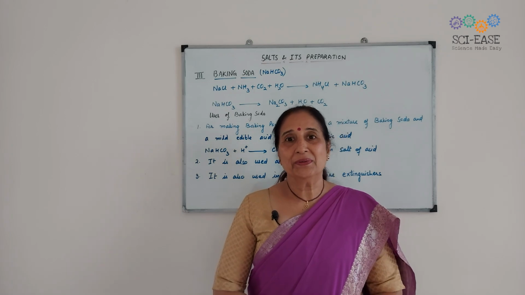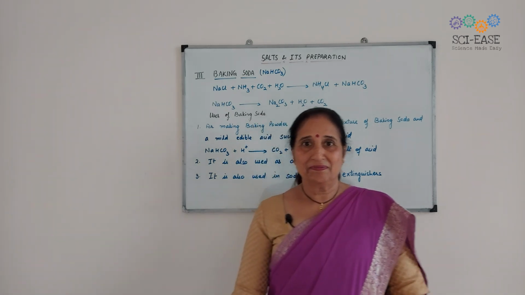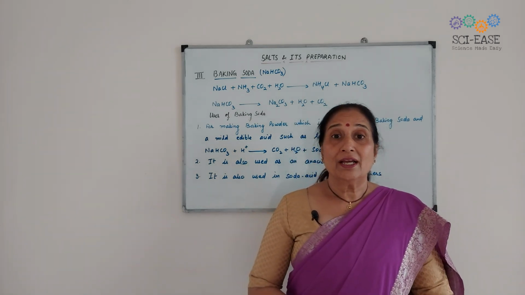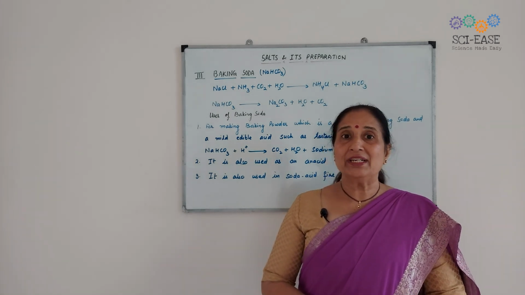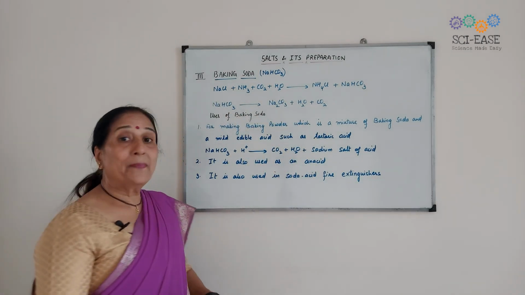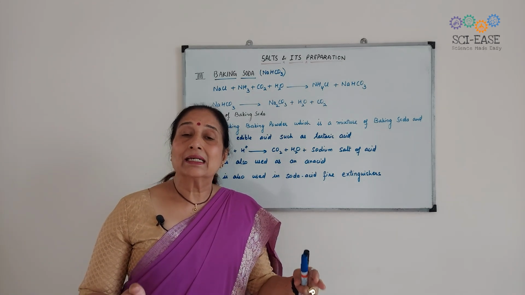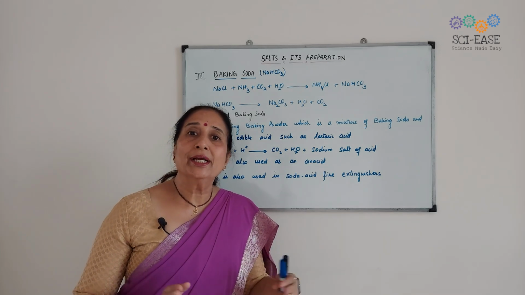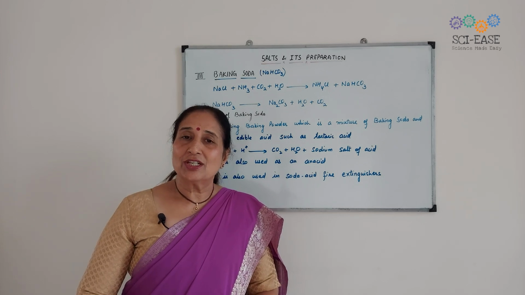In the last video, I told you about two salts, that is caustic soda and bleaching powder. Now here, in this video, we will do the remaining three salts. Out of that, the first one is baking soda, and it has the chemical name sodium hydrogen carbonate or sodium bicarbonate. And its formula is NaHCO3.